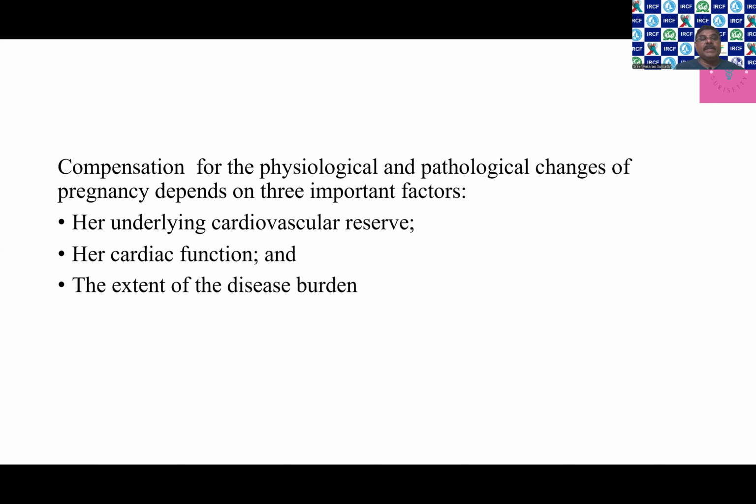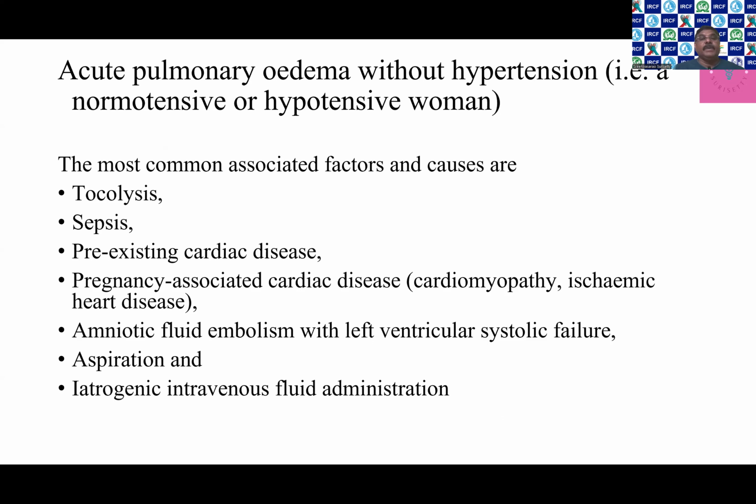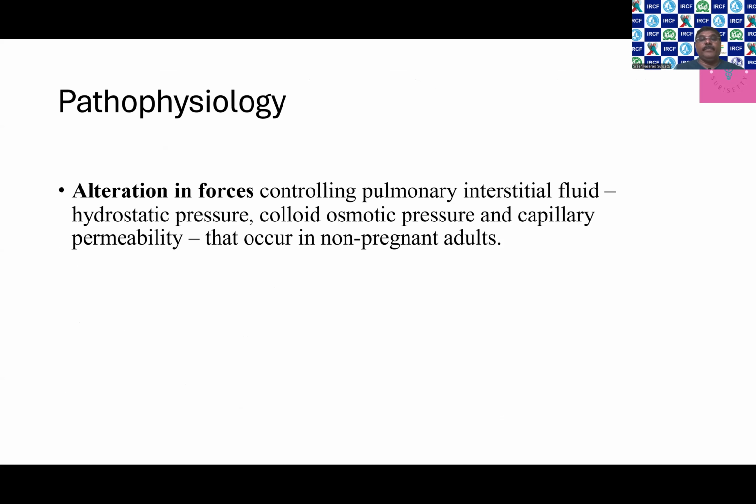So whenever there is acute pulmonary edema without hypertension, that is in a normotensive patient, what are the common associated factors? Thrombolysis, sepsis, pre-existing cardiac disease, pregnancy associated cardiac disease, cardiomyopathy, ischemic heart disease, and amniotic fluid embolism with left ventricular systolic failure, and aspiration and iatrogenic intravenous fluid administration. In all these conditions, the patient may present with acute pulmonary edema, but pressures are normal or low.